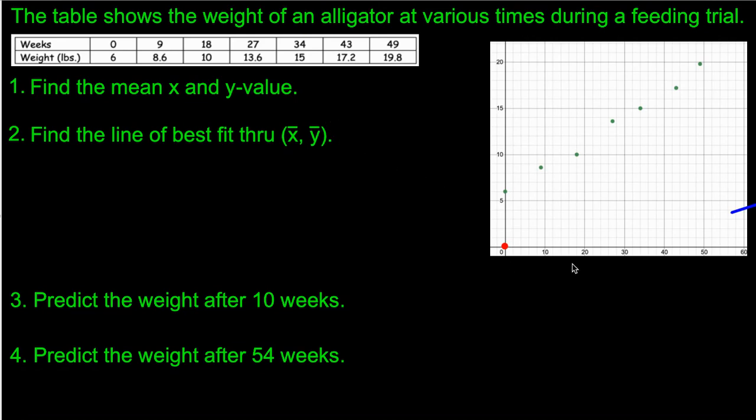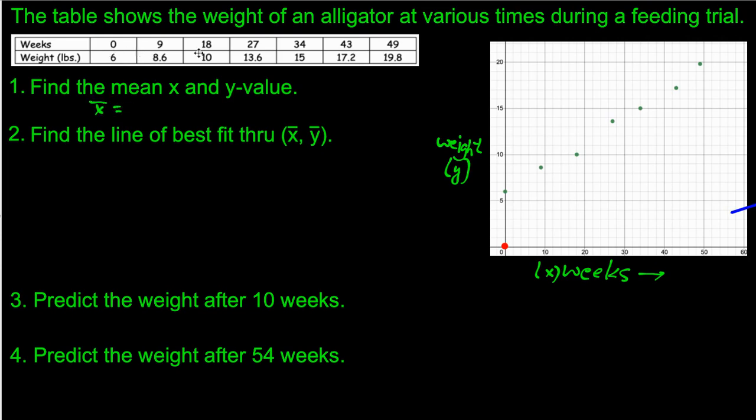Our independent variable is weeks going along this way, and then going vertically, we have the weight in pounds. So we'll call weeks our X, and our weight our Y value in this example. And so our mean X value and our mean Y value are the first things that we would have to start doing.